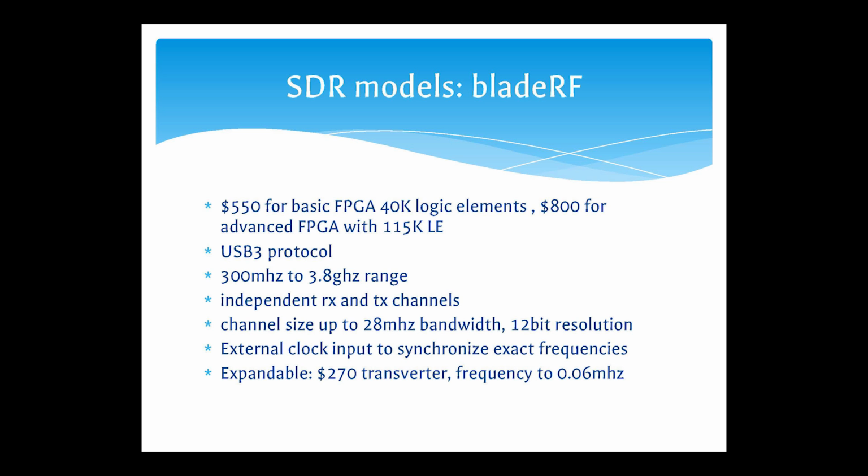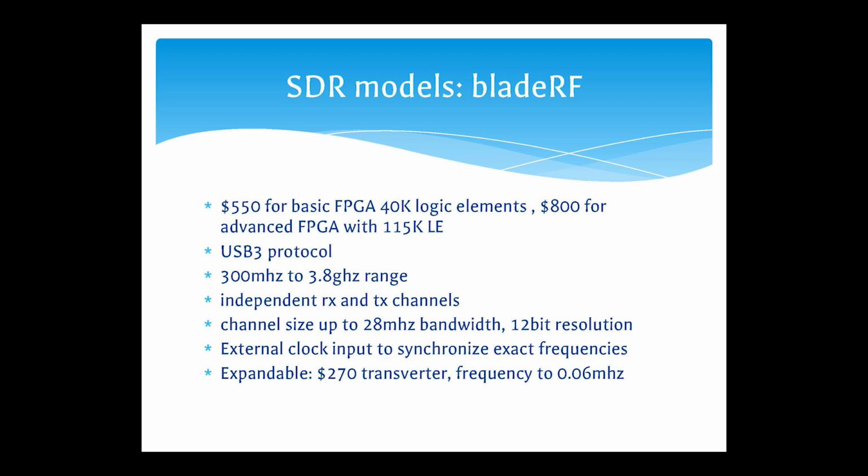It's $550 for the basic unit with a smaller FPGA, $800 for the one with a more advanced FPGA. These use the USB 3 connection to a PC. They can send or receive from 300 megahertz to 3.8 gigahertz. And they have independent transmit and receive channels, so they can do both at once.